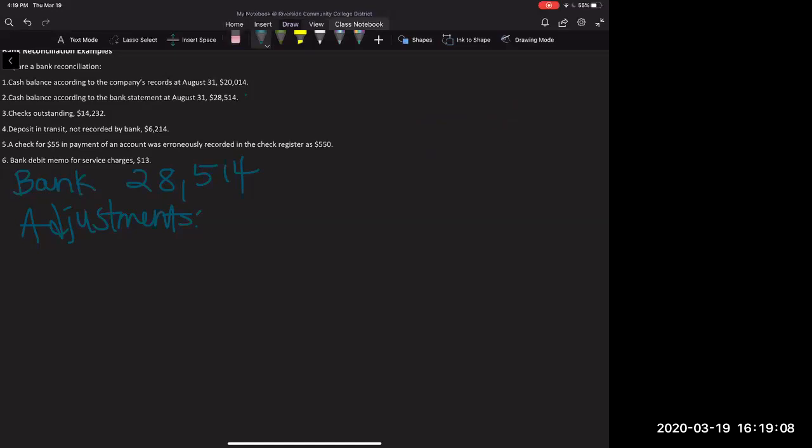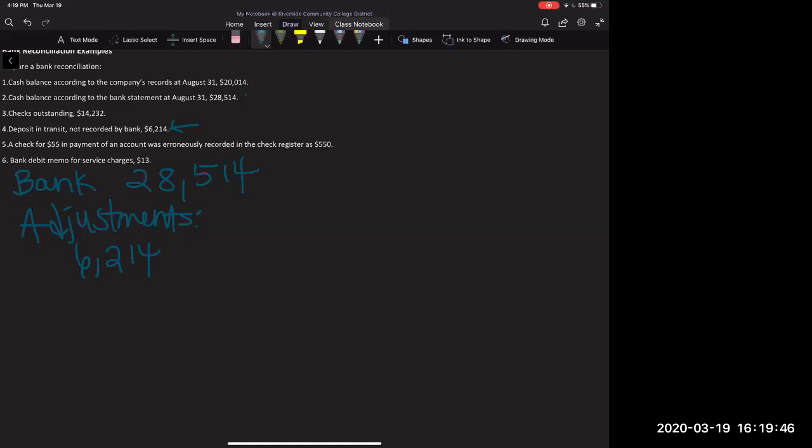Okay, so the first adjustment we're going to do on the bank side is we're going to add any deposit that was not recorded by the bank, because surely that will affect in our minds what should be in the bank versus what we have. All right, so that is called a deposit in transit. So that's what's there. Number 4 is your deposits in transit. Okay, so that is added. So we're going to do 6,214.